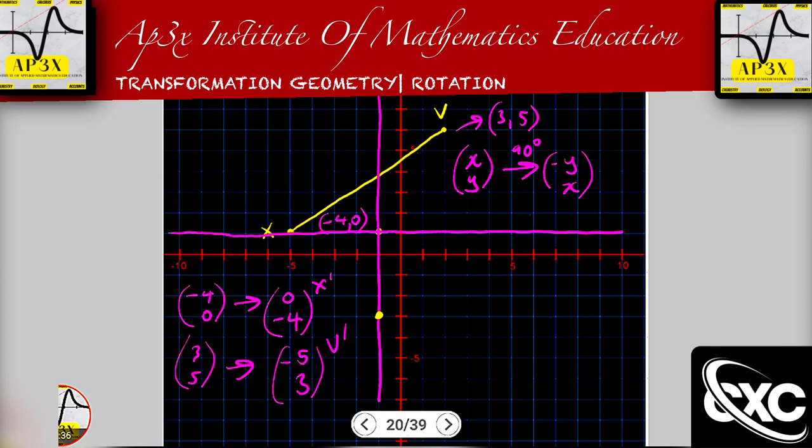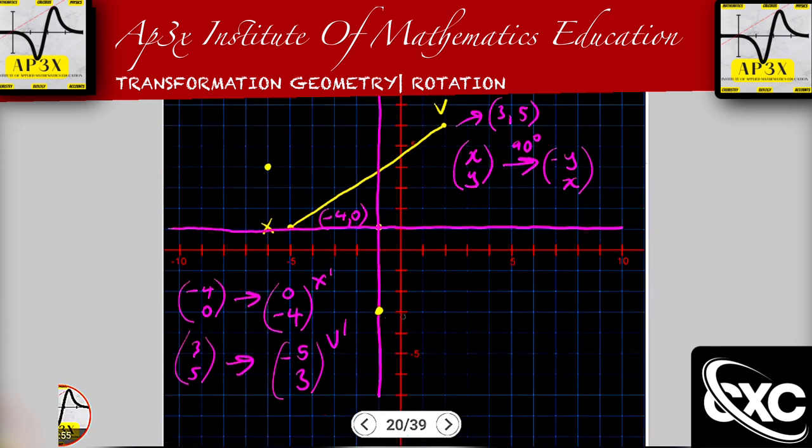Okay, and so therefore then minus 5, up 3, that's going to be 1, 2, 3, 4, 5, negative 5, 1, 2, 3 here. And so therefore I believe this is our x prime, and this is our v prime here. And then we're going to connect this to this, and that's going to be our new line of rotation. It's a tricky little question, guys, but once you put some practice in, you're gonna get the hang of it.